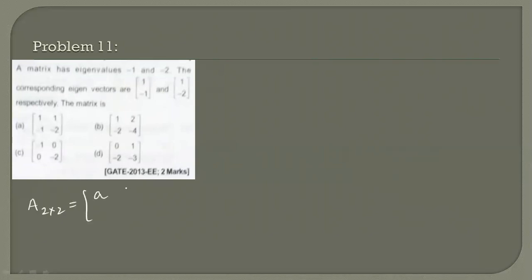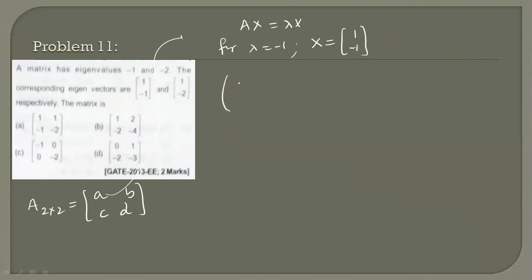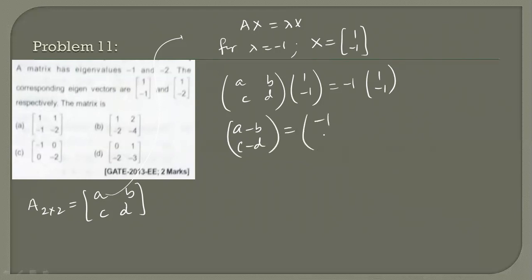So let the matrix be A, B, C, D. Now use the first condition, Ax equal to lambda x. For lambda equal to -1, x is given to you, 1, -1. Put the value here. A, B, C, D times 1, -1 equal to -1 times 1, -1. If you multiply this matrix, you will get A minus B, C minus D equal to -1, 1. Compare. A minus B will be -1, C minus D will be 1.